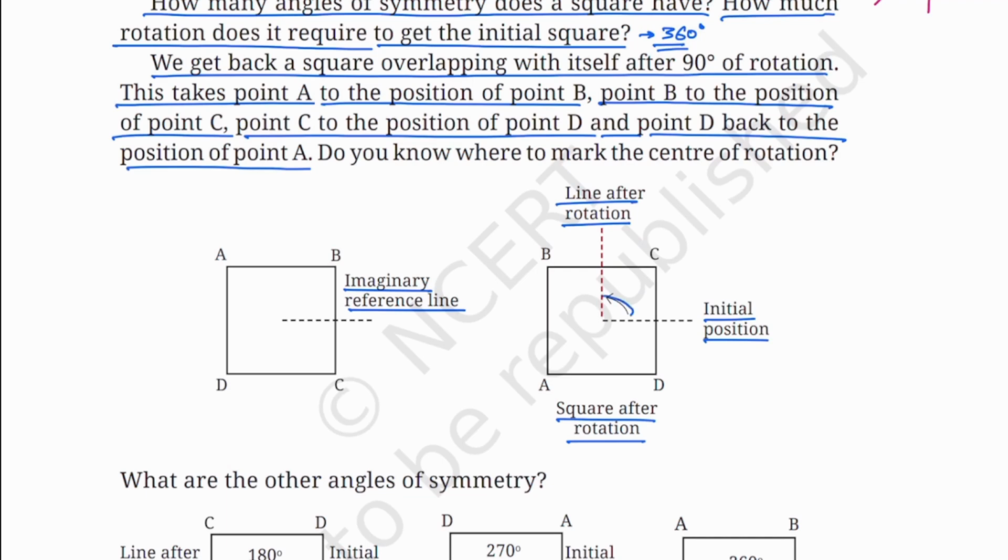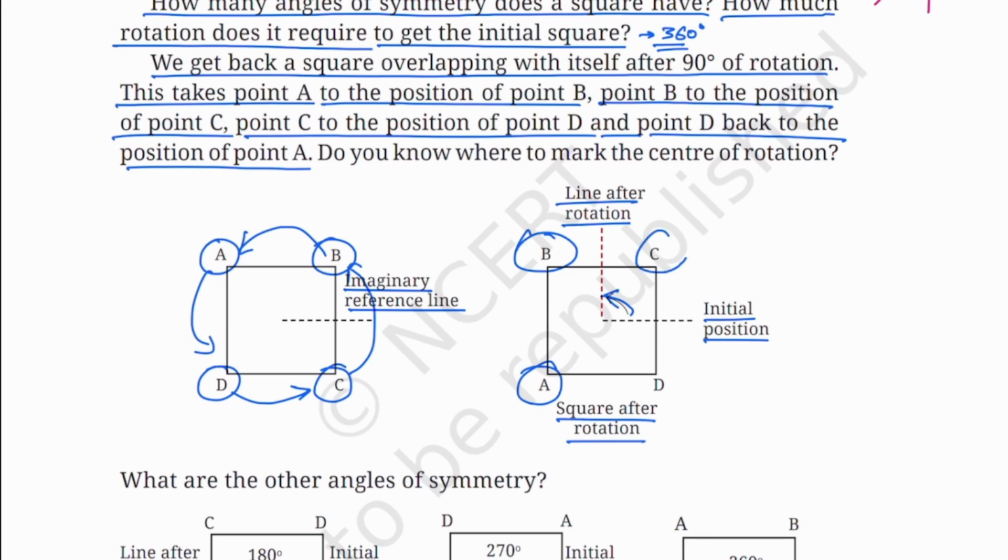If rotated in this direction, B occupies C, A occupies D, D occupies C, C occupies B. You can see the position of A, B, C and D in the second figure. Do you know where to mark the center of rotation? That is the center of square.